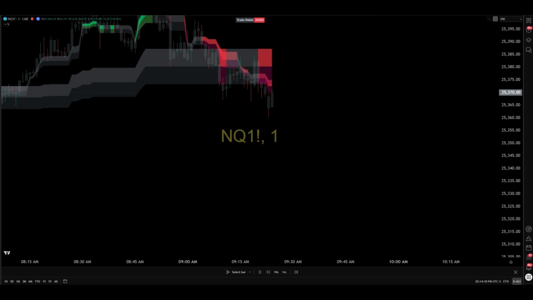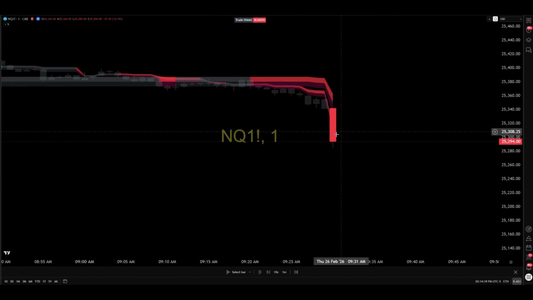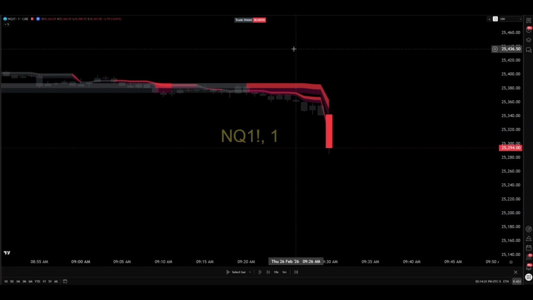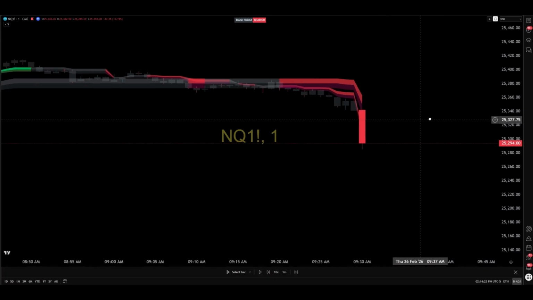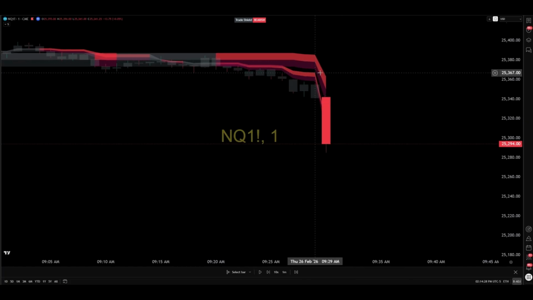Now we're coming into 9:30 right here. Here is 9:26, here is 9:29, and here is 9:30. Boom. Look at that right there. We have broken Trade Shield into bearish at the top. That means everything is aligning. The 15-minute is agreeing, and the 4-hour is agreeing.